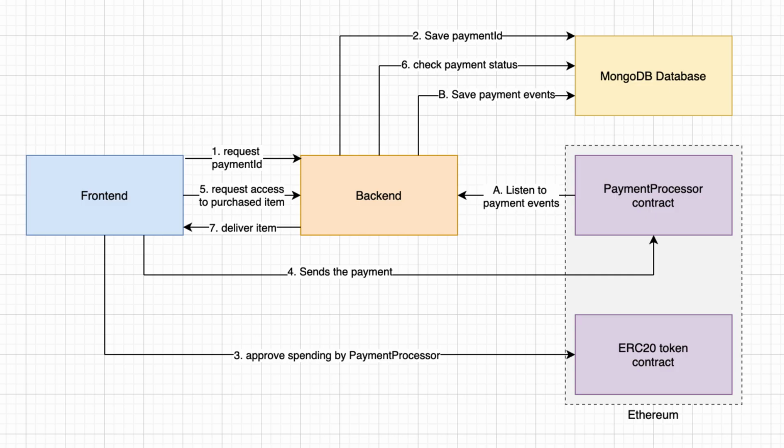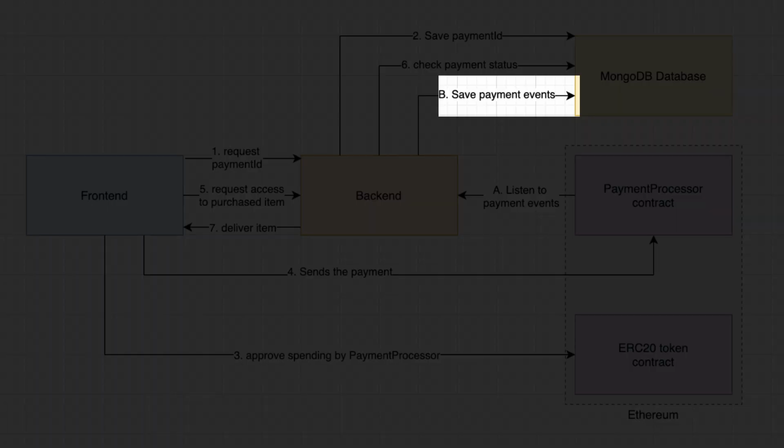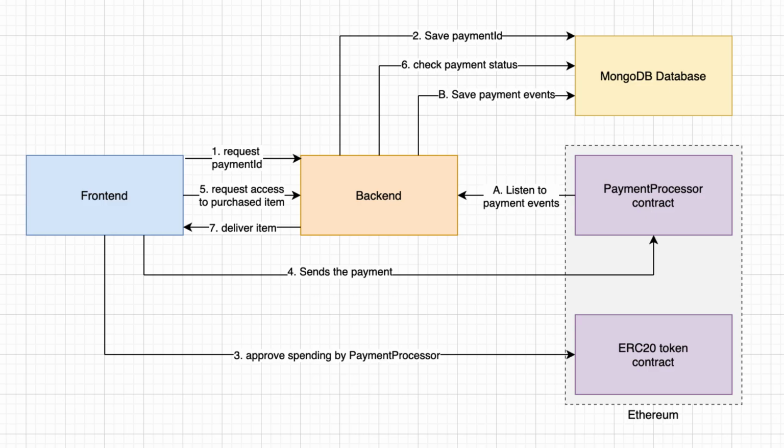And every time it detects an event, it updates the status of the payment in the MongoDB database. So this process of listening to payment events and updating payment status in a database is independent from the payment process of the front end. So back to the front end.